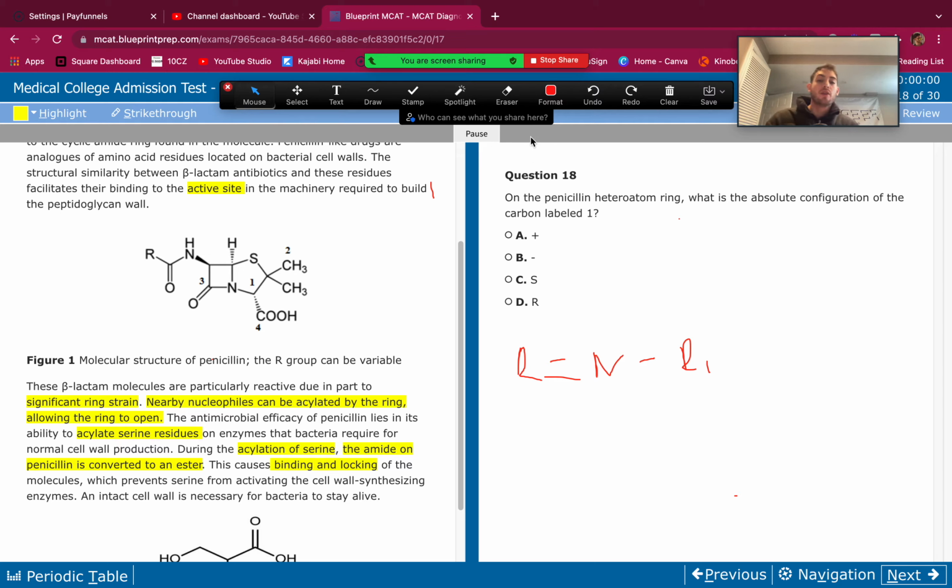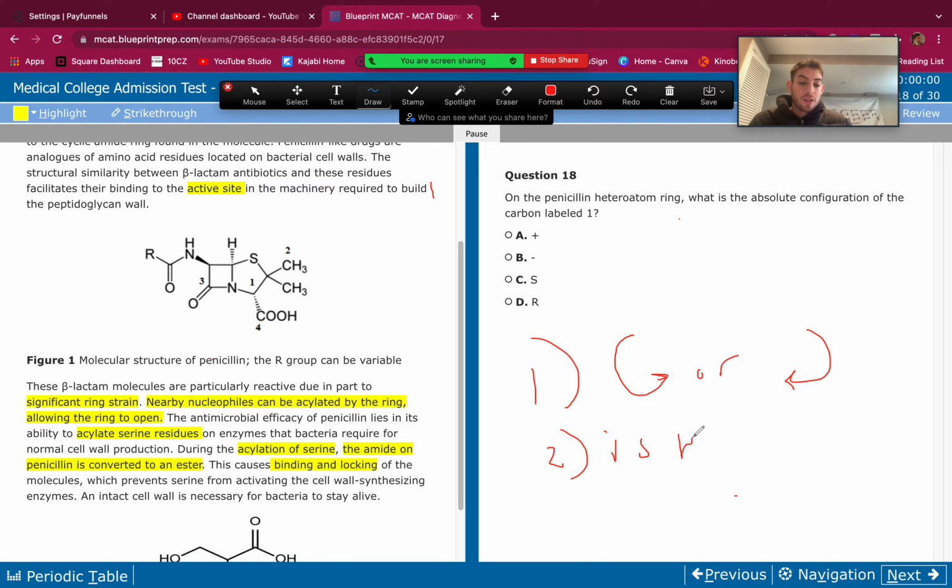On the penicillin heteroatom ring, all right, what is the absolute configuration of the carbon labeled one? Right, here's one. Now there's two ways to do this. There's a complicated way and then there's an easy way, okay? I'm gonna break this down in steps for you guys. Step one, counterclockwise or clockwise. Step two is H front. That's all you gotta do, okay? So there's an H here. Okay, if this is a dash, this one has to be a wedge. You can't have two wedges or two dashes.